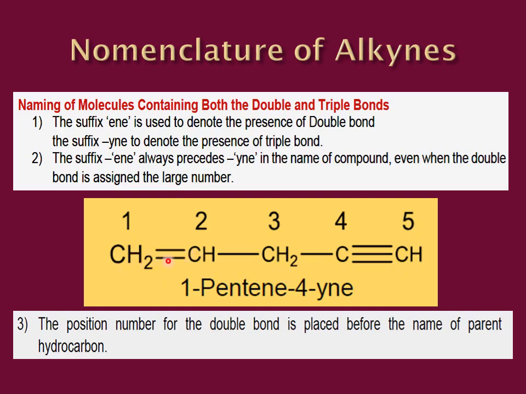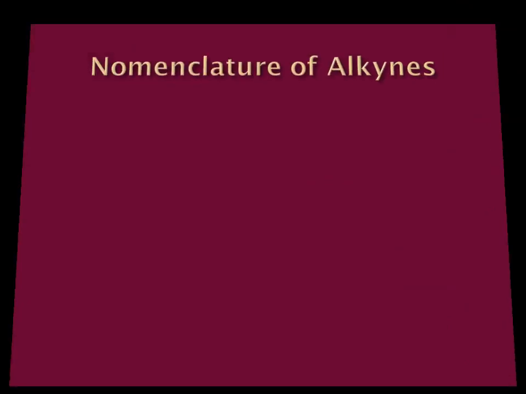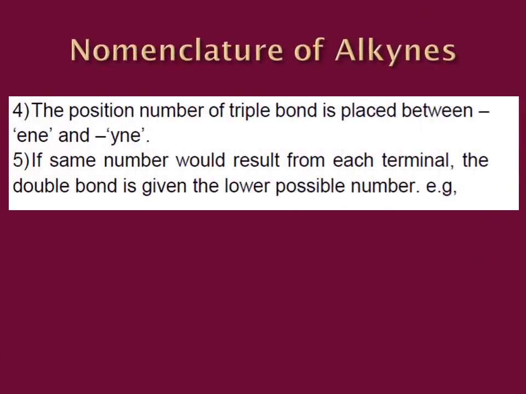The position number of the double bond, this is the double bond, is 1. It is placed before the name of the parent hydrocarbon, and the parent hydrocarbon is pentene. And while mentioning the triple bond, we just write its position along with "yne", but it is always going to be present after you have mentioned "ene". The next rule is that the position number of the triple bond is placed between "ene" and "yne", just as we learned in the previous example.